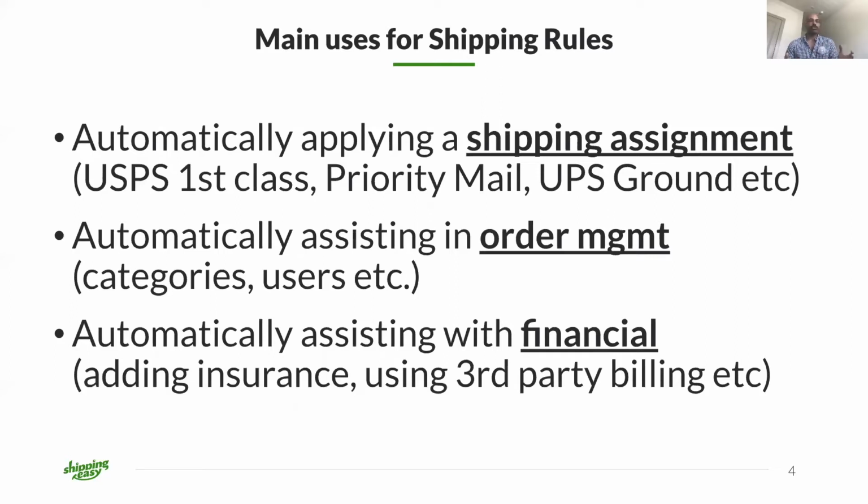So the first main use for a shipping rule is to assign a shipping selection. The second use for a shipping rule is an expansion as far as how customers use ShippingEasy, because we're not strictly a shipping label producing service. We do that. That's the bulk of what we do, of course. But how do you print a shipping label? Well, you have to have an order for it to print out, right? So people use shipping rules in more of an order management standpoint as well.